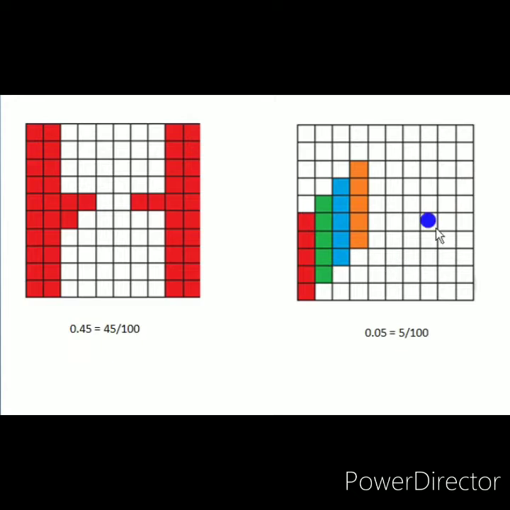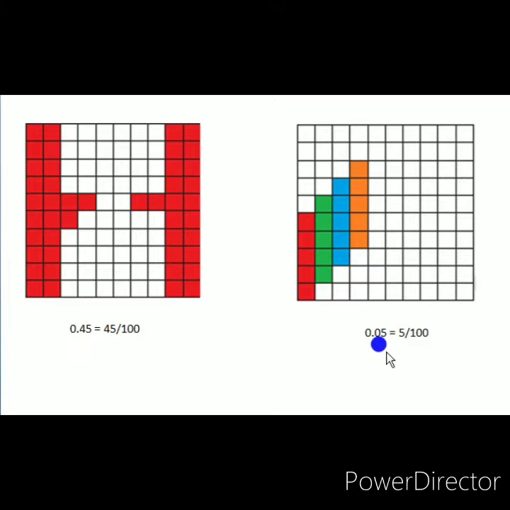In the next box I have selected 4 different colors: red, green, blue and orange. For each color I selected 5 boxes from the 100 squares. First 5 boxes of red color, next green, then blue, after that orange. All the colors have 5 boxes out of 100. So how can we write this in fraction form? In fraction form, we can write this as 5 by 100, and in decimal form we can write it as 0.05.